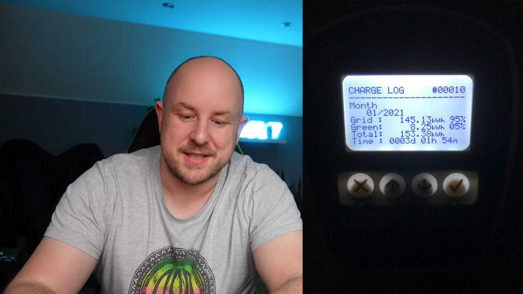With the Zappi, we had 8.25 kilowatt hours of solar surplus that went into charging the car. The rest of it came from the grid. Again, all off peak, so only 5 pence a kilowatt. So 145.13 kilowatt hours from the grid. So in total, 153.38 kilowatt hours of car charging. So that's into a 40 kilowatt Nissan Leaf and a Polestar 2. They're the two electric vehicles that we are charging at the moment.